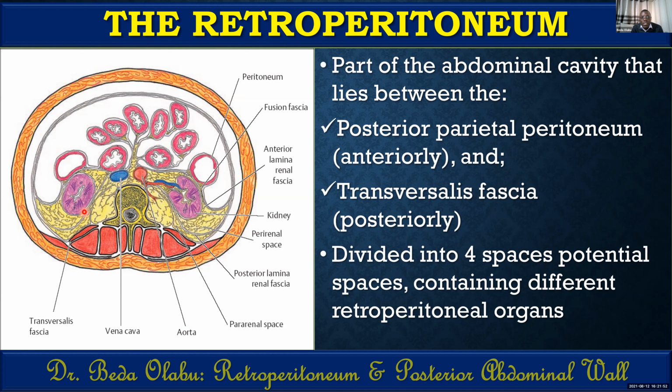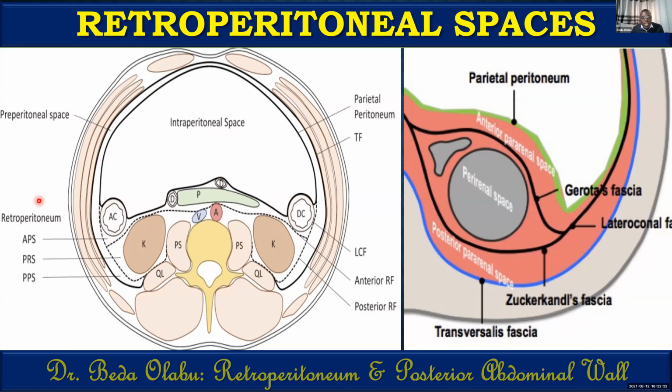Clinically, the retroperitoneum is divided into 4 potential spaces. And these 4 potential spaces contain different retroperitoneal organs. So I want us to go through each of the potential spaces of the retroperitoneum, and I want us to then name the organs which are found in each space of the retroperitoneum. But let's have this diagram to just illustrate something.